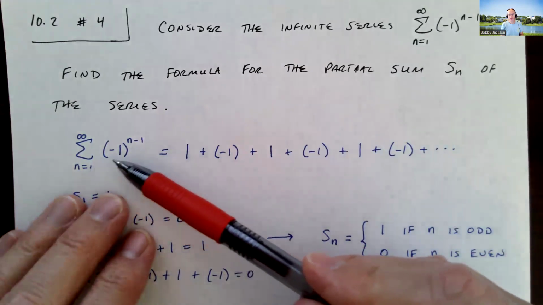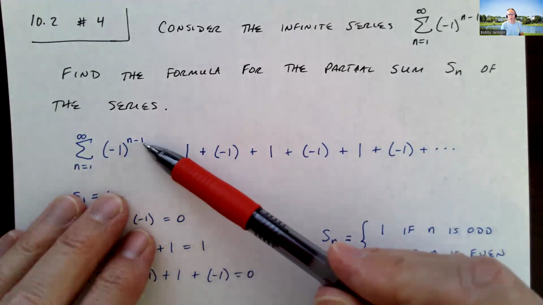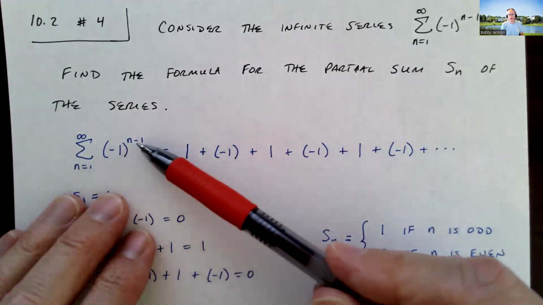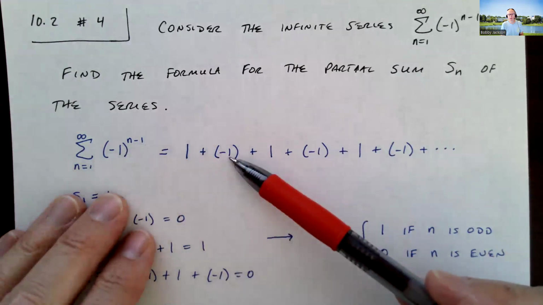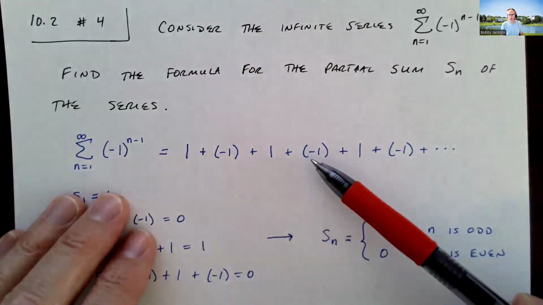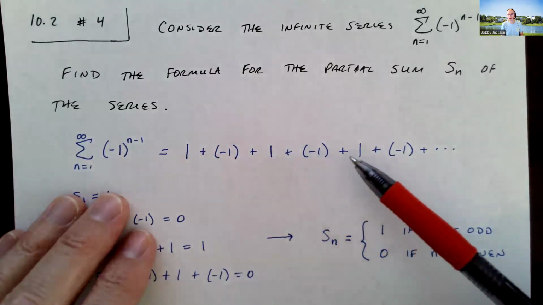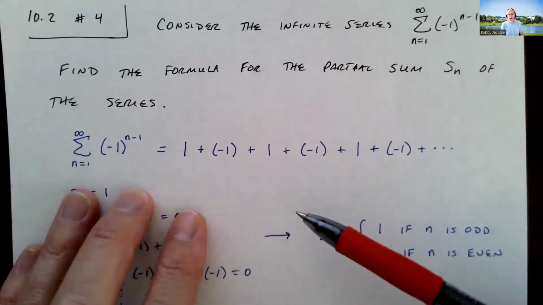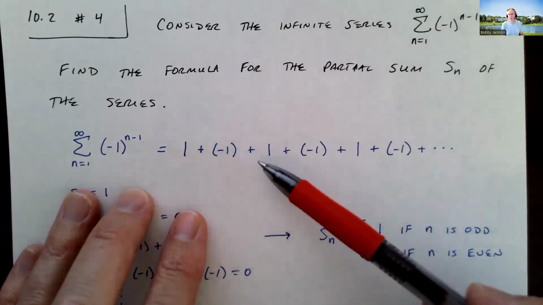So when n is 1, I get -1 to the 1 minus 1, which is 0. -1 to the 0 power is 1. When n is 2, I get 2 minus 1 up here, -1 to the first power. Then I'll get -1 squared, which is +1 when n is 3. When n is 4, I'll get -1 cubed, which is -1. And you can see what's happening, right? We're alternating between 1 and -1.